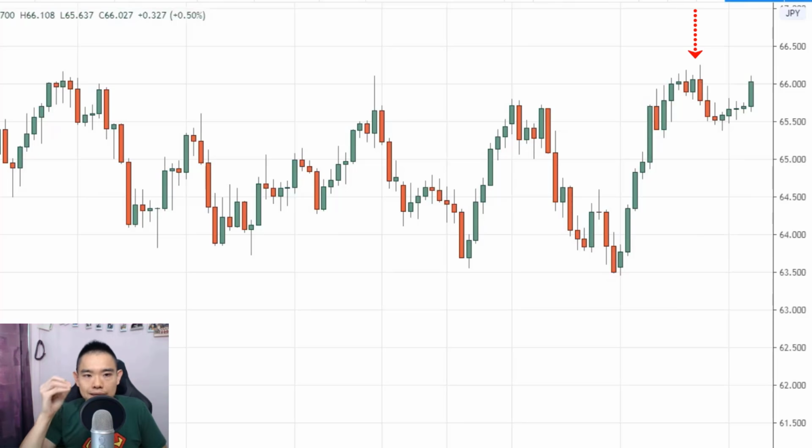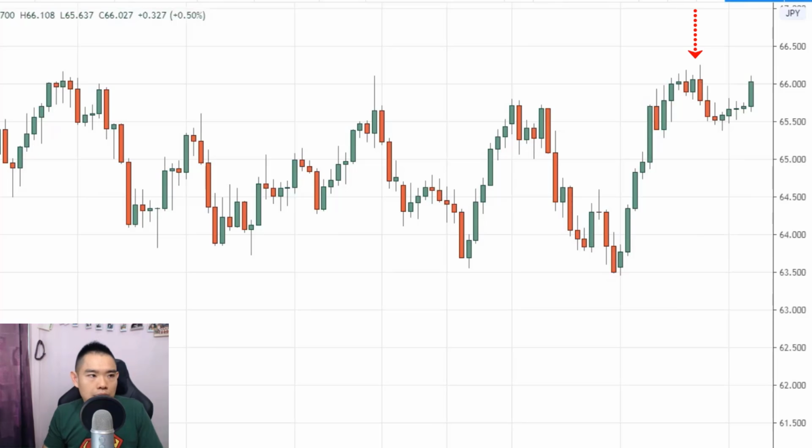So ask yourself, looking at this chart right now, where might potential buying pressure come in? Because you're selling at this point in time, you want to exit your trade before the buyers step in and push the price higher. So if you look at this chart, where might potential buying pressure step in?